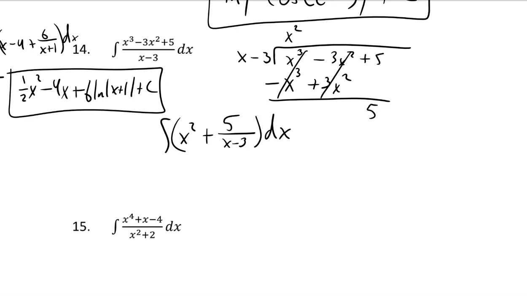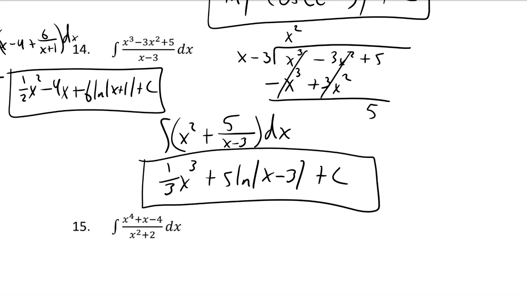Okay, so notice that wasn't the hardest long division. As long as you kind of consider long division quickly, it doesn't take very long, and then what's left behind is very easy to integrate. Raise the power, divide by the power, natural log of the absolute value of x minus 3, and don't forget your plus c after all of that work.